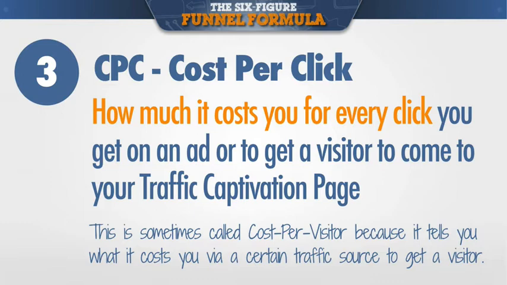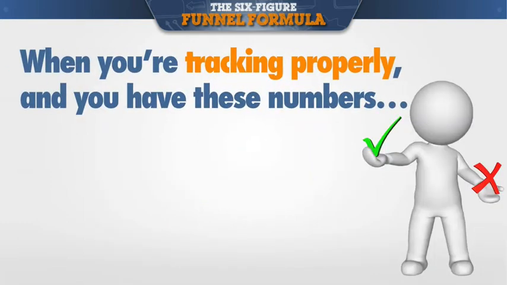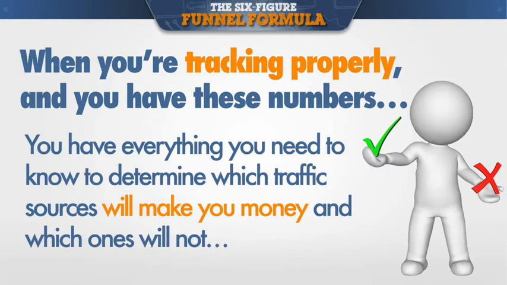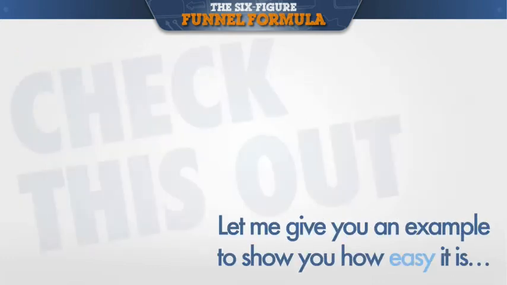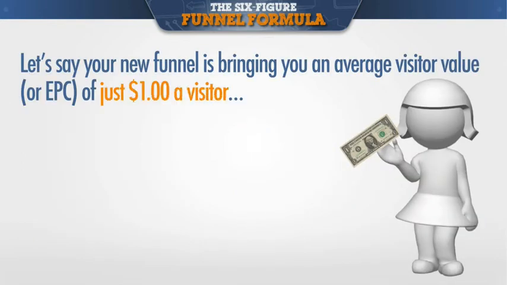This is sometimes called cost per visitor because it tells you what it costs you via a certain traffic source to get a visitor. Now, when you're tracking properly and you have these numbers, you have everything you need to know to determine which traffic sources will make you money and which ones will not. Let me give you an example to show you how easy it is when you're tracking and you have these numbers. Let's say your funnel is bringing you an average visitor value, or EPC, of just $1 a visitor.